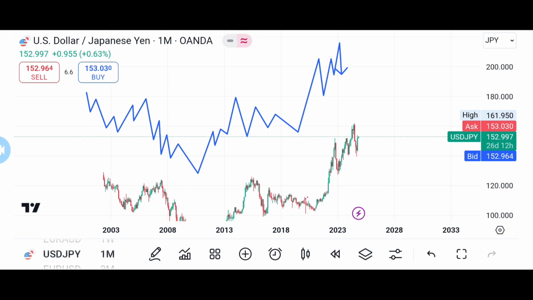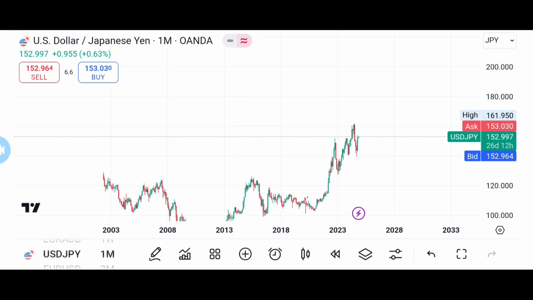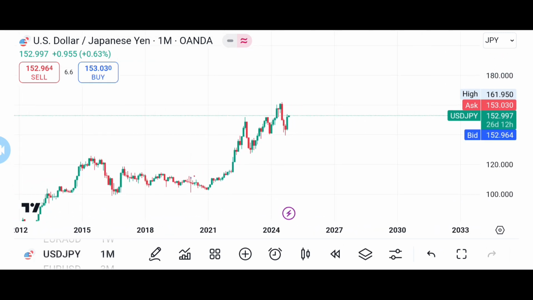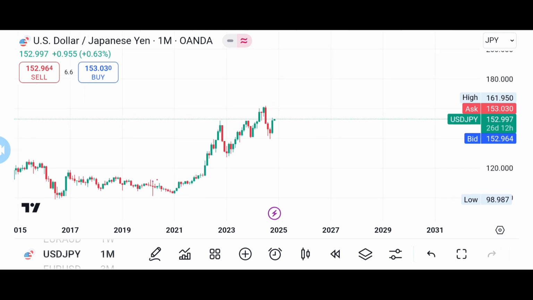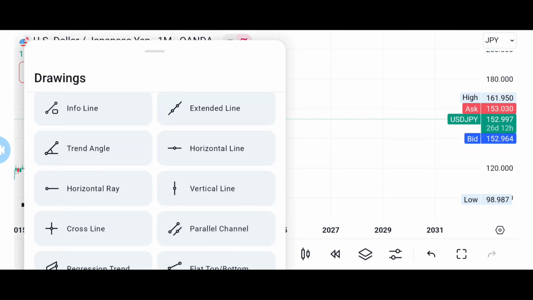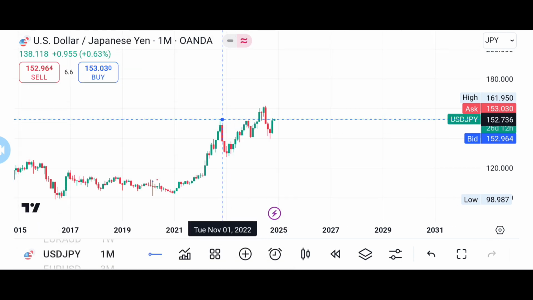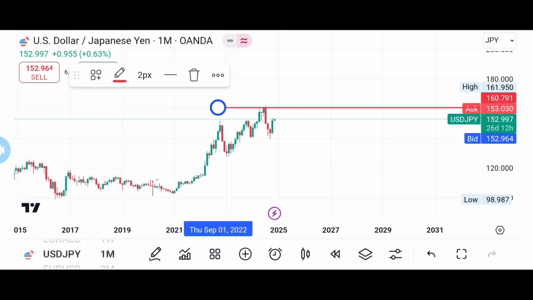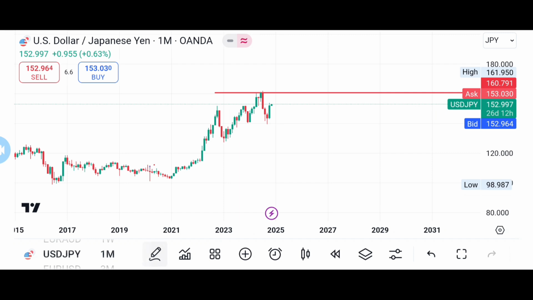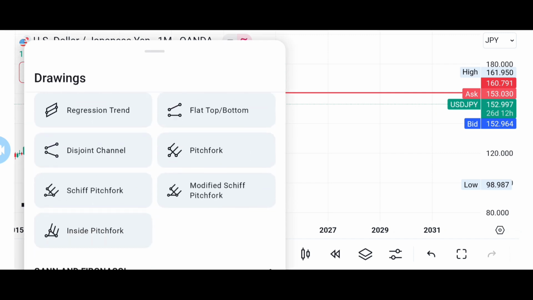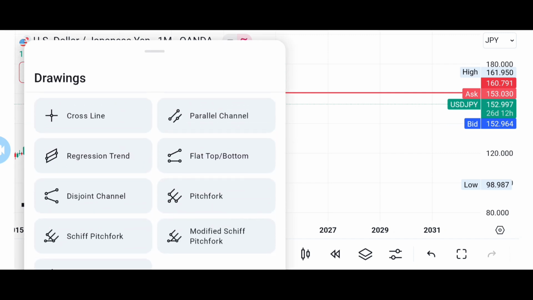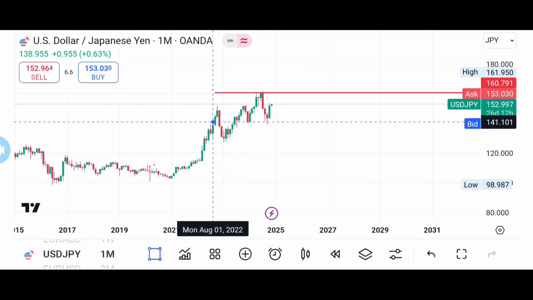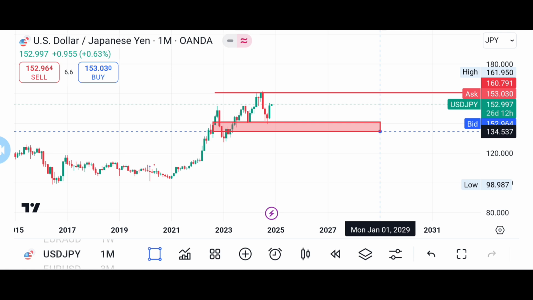So let me delete this one. Let us draw our current support and our current resistance in the monthly time frame. So our current resistance is here, the higher high. That is our current resistance. Then our current support is at this point. That is our current support. Are we together?